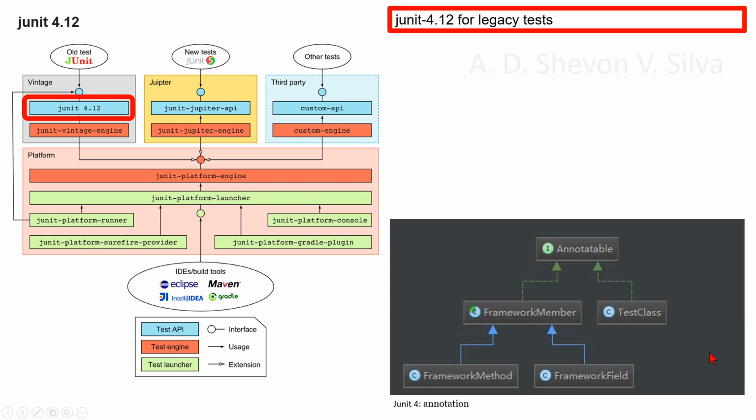Here you can see the annotations in JUnit 4. There are two main abstract models for the JUnit framework. One of them is the abstraction of the test unit.